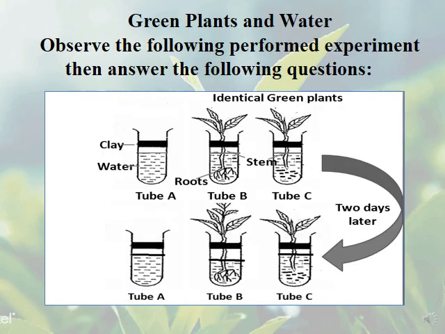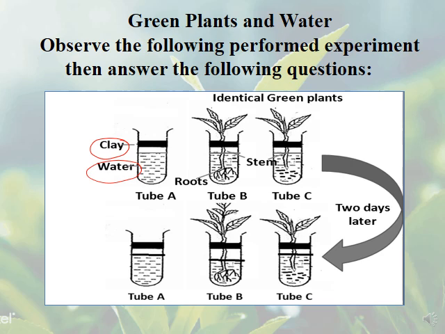Let's move now to the green plants and water. In this experiment, we're going to observe 3 tubes, and after this, we're going to answer some questions. We have 3 tubes, tube A, tube B, and tube C. All the tubes contain water and also clay that's used to cover the water, so as not to evaporate the water due to the sunlight.